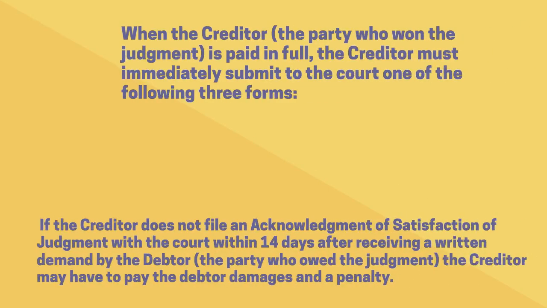When the creditor, the party who won the judgment, is paid in full, the creditor must immediately submit to the court one of the following three forms: SC-130, SC-290, or EJ-100. If the creditor does not file an Acknowledgement of Satisfaction of Judgment with the court within 14 days after receiving a written demand by the debtor, the party who owed the judgment, the creditor may have to pay the debtor damages and a penalty.